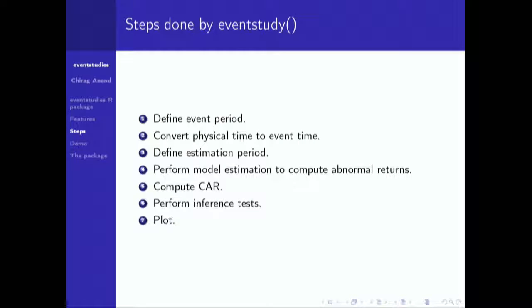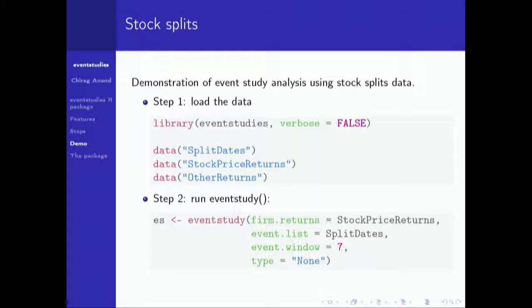These are the steps which are done by the event study with function, which is the primary function of our package. It defines the event period. It converts physical time into event time. It defines the estimation period. It performs model estimation, and then it computes the cars. Then it performs inference test to compute the confidence bands, and then you can plot it directly.